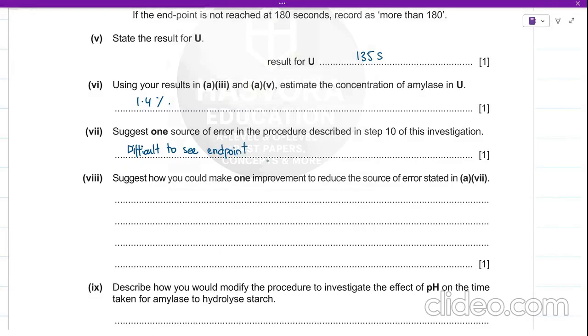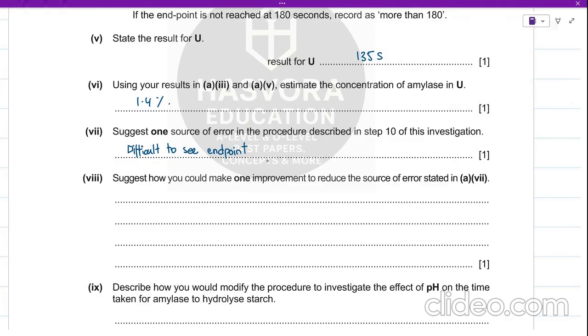The other point is the volume that is being transferred. They have asked us to drop one drop of the solution into the iodine. That actually varies, because it cannot be perfectly one drop of the solution. So we could use a pipette for it. Okay. Suggest how you could make one improvement to reduce the source of error stated in part 4.